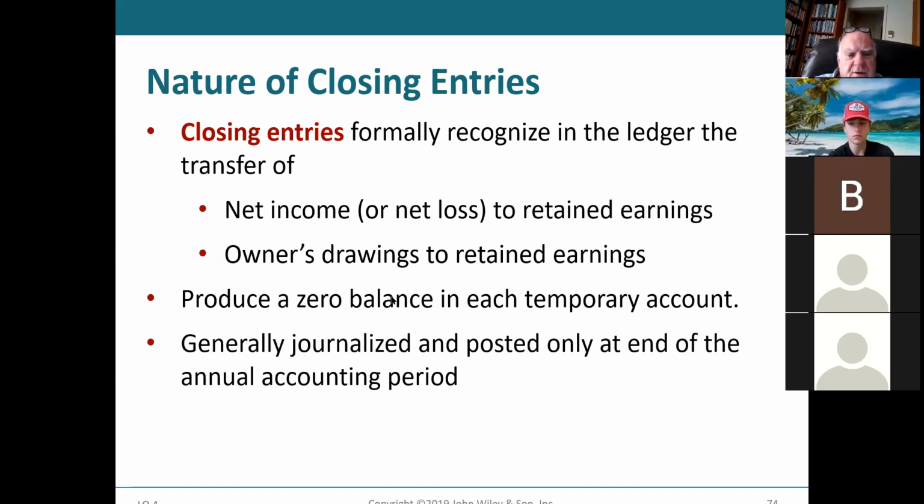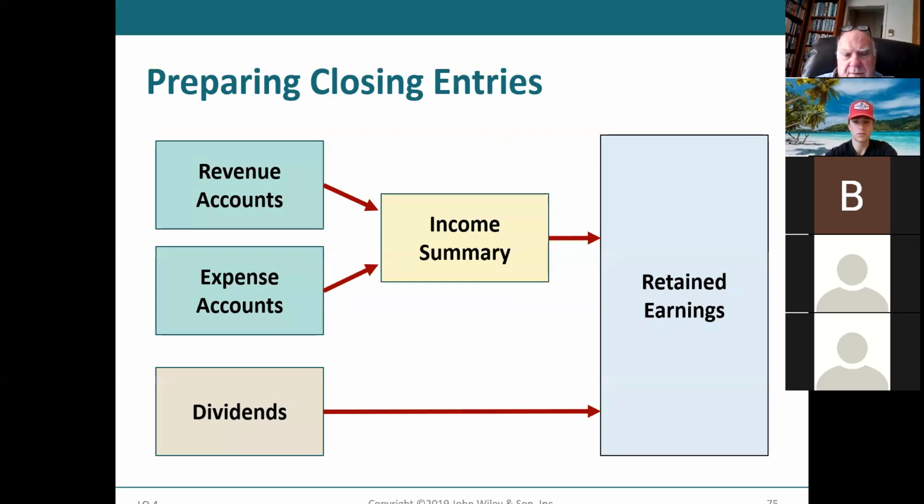We don't have drawings in this class. We produce a zero value in each of these accounts and generally journalize and post at the end of the month. So here's what we're doing. We're putting the revenues and the expense accounts into an account called income summary. When we do that, this will represent the net income, because revenues and expenses represent the net income. Then when we have the net income in the income summary, we can zero it out and move it into retained earnings. Dividends, we close directly to retained earnings.